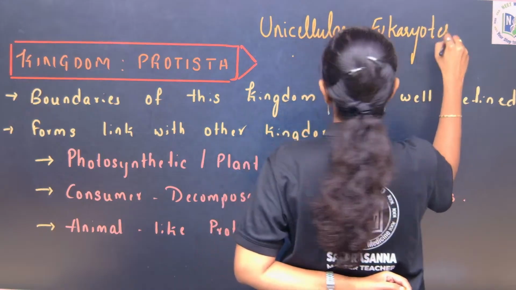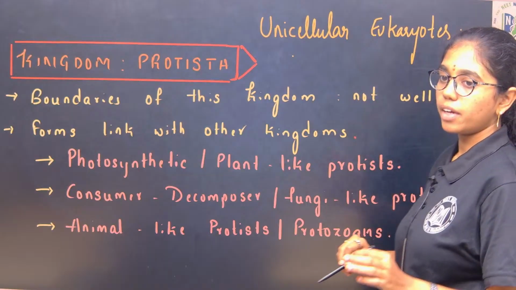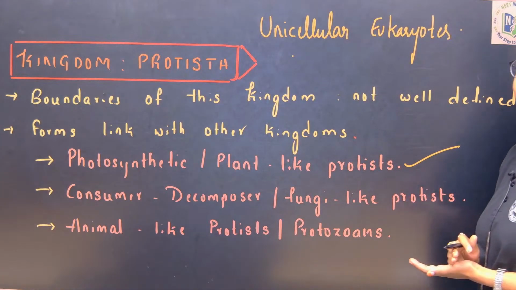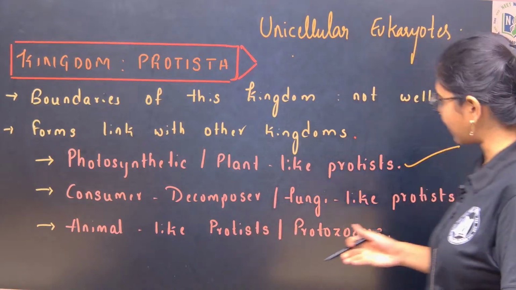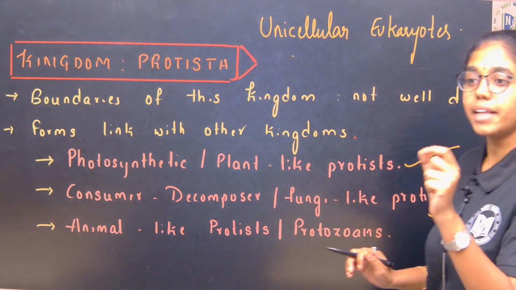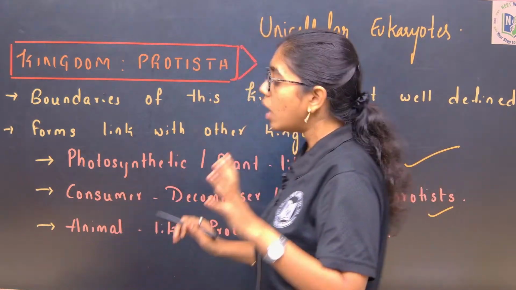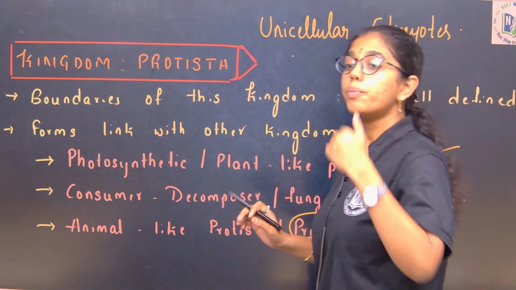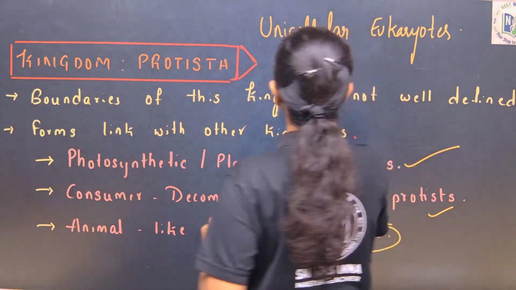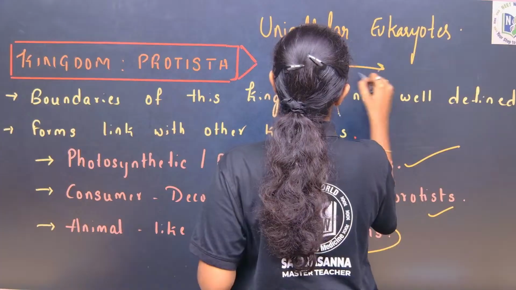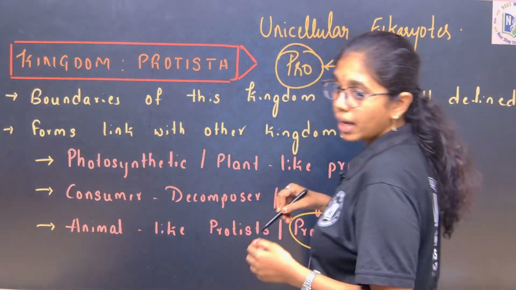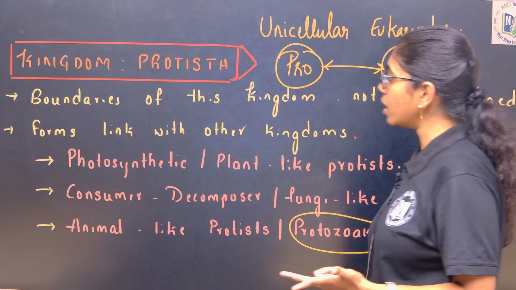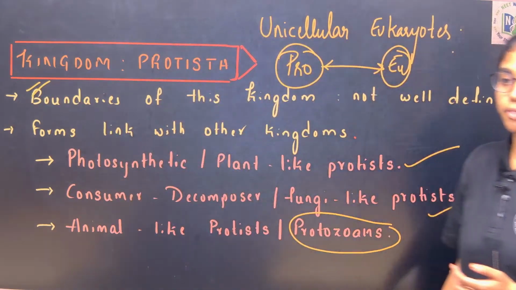Unicellular eukaryotic organisms. These unicellular eukaryotes can have a cell wall over them, which resembles plant like protists, and few of them can act as decomposers, which resemble fungi like slime molds, and few of them will not have a cell wall and their pure mode of nutrition will be heterotrophic, which are animal like protists called protozoans. So this forms a connecting link between prokaryotes and eukaryotes. As they resemble plant like, fungi like, animal like protists, the boundaries of this kingdom are not well defined. Till here it is clear, right?